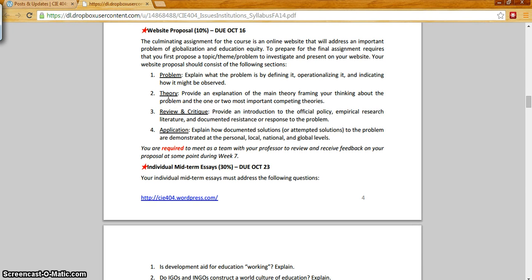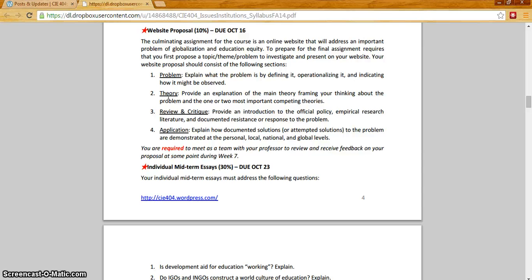Next, I'd like for you to have a theory section. I'd like for you, as a group, to provide an explanation of the main theory that is framing your thinking about the problem and the one or two most important competing theories. So dependency theory is going to be one that will pop up over and over again in your CIE program, and certainly it will make an appearance at some point in this class.